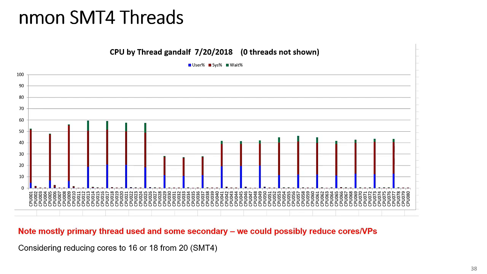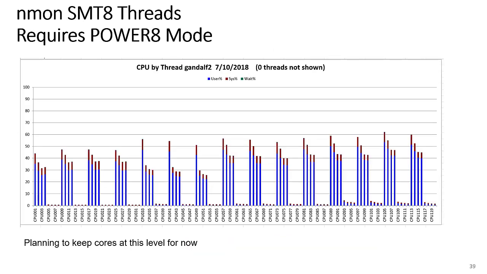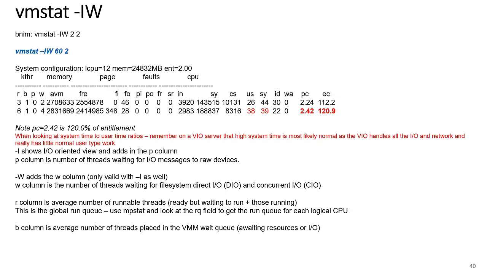So the plan is that we're going to reduce it to 18 and possibly 16, and in fact that's what we did, and we did see a performance improvement, and we did see more pressure on the secondary threads. In this case, this is running SMT8, and we actually didn't change the VPs on this one because we knew that the workload was going to be growing.